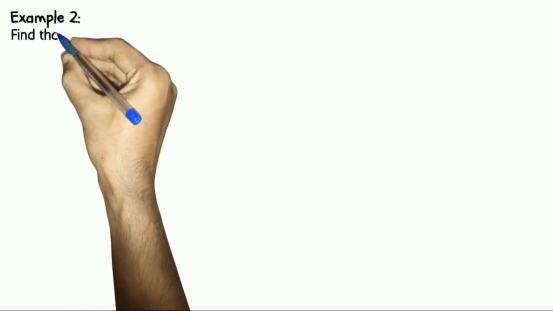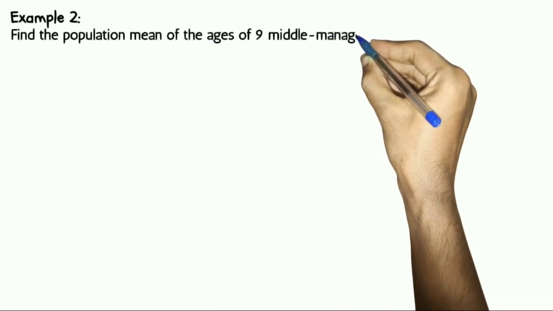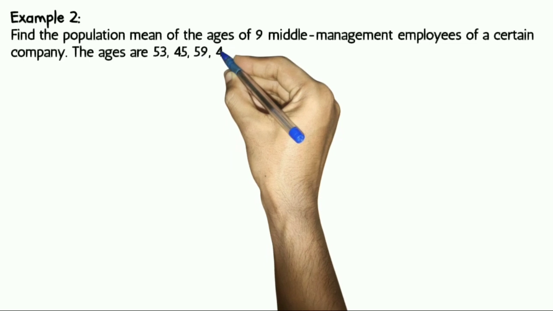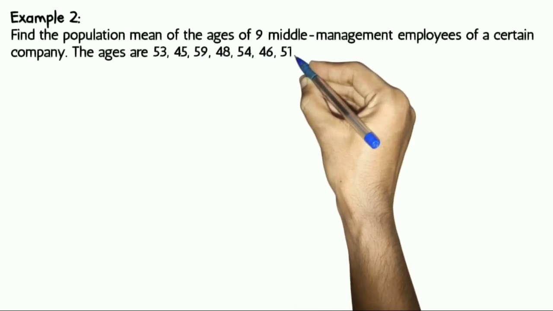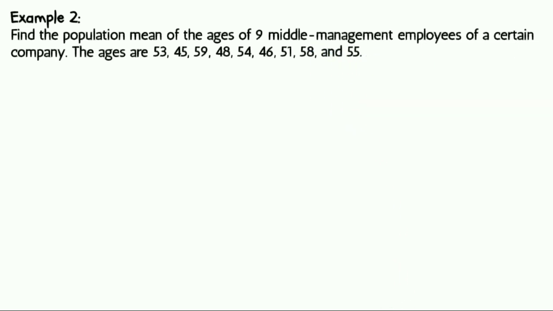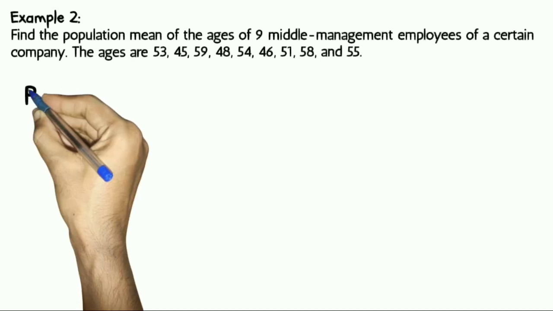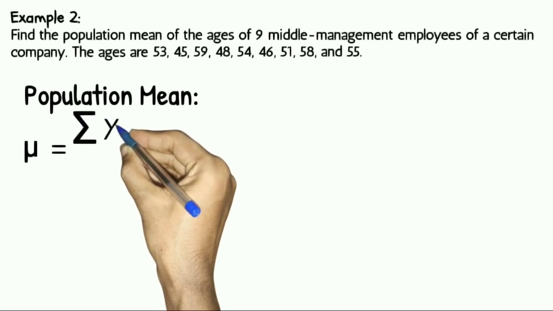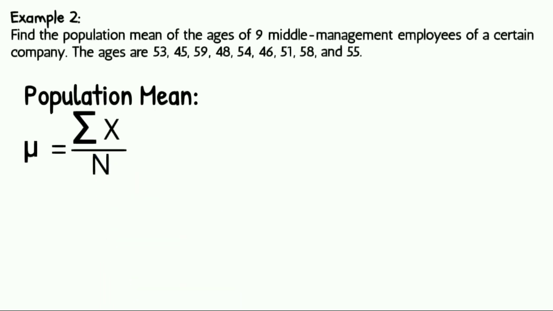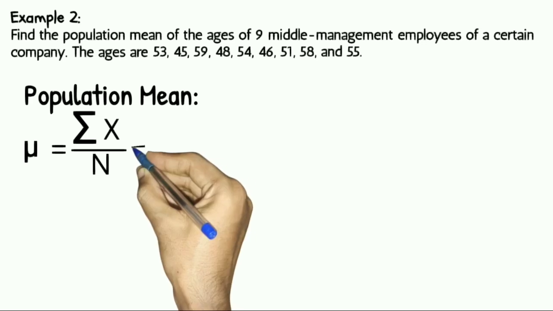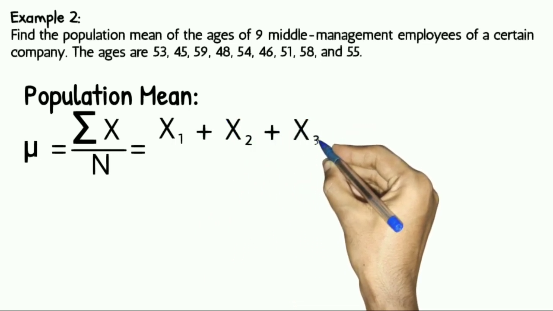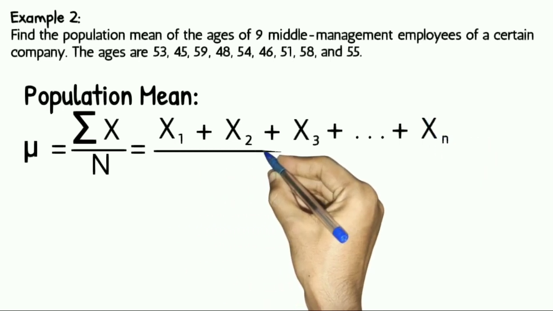Example number 2. Find the population mean of the ages of 9 middle management employees of a certain company. The ages are 53, 45, 59, 48, 54, 46, 51, 58, and 55. It is very clear that in this problem, we are finding the population mean. And the formula for the population mean is mu, or the population mean, is equal to the sum of all x's over n, or the total number of values in the population. This formula can be expanded to x sub 1 plus x sub 2 plus x sub 3 plus ellipsis plus x sub n over n.